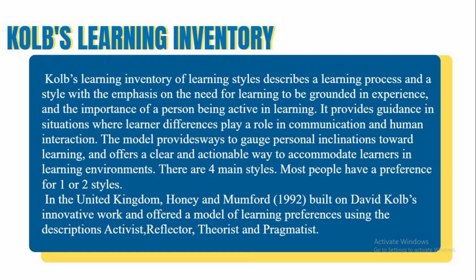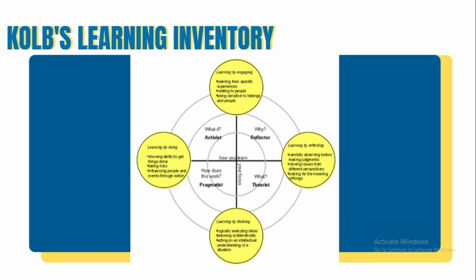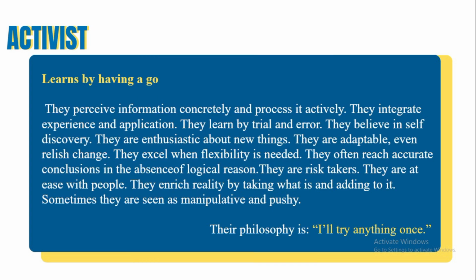Lastly, we look at Kolb's learning inventory, which was adapted by Honey and Mumford. This model looks at how people prefer to process their learning through four distinct styles. First is the activist, which is learning by doing. Their philosophy is I'll try anything once. They love experiencing things firsthand, taking risks, and learning through trial and error. They excel when they can dive straight into a new activity.